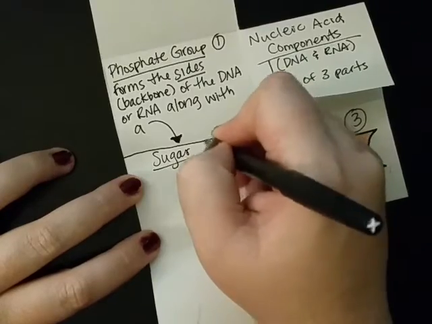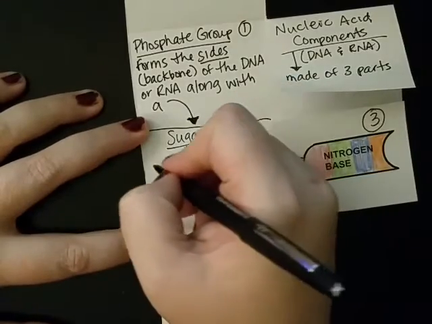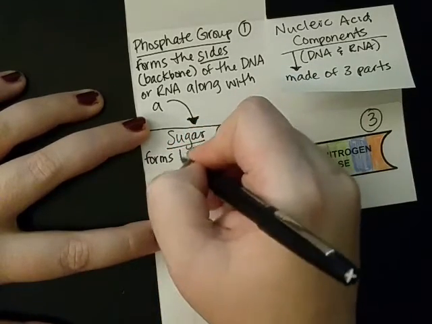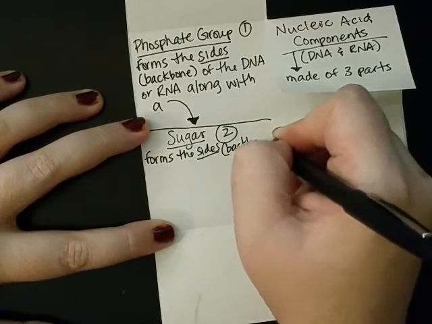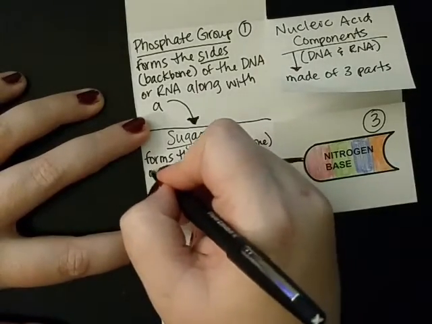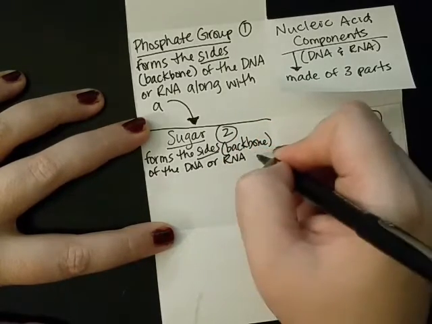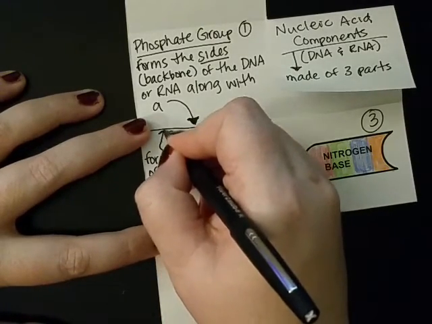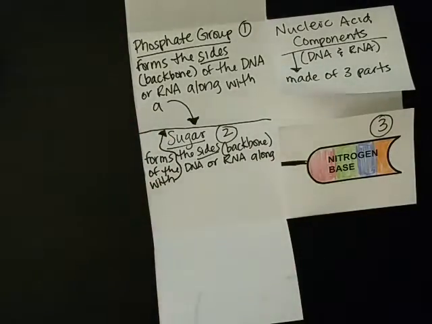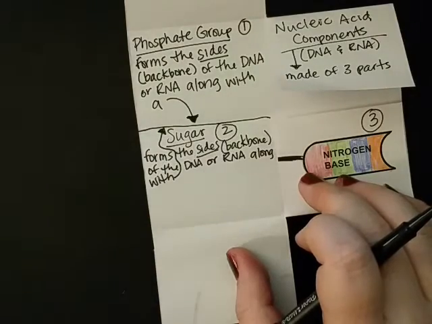Our sugar is the second component. And this one, we're basically going to write the same thing. So it forms the sides, or the backbone. They can be called either one, of the DNA or RNA, along with the phosphate group. Okay, so they go kind of together. They're holding hands, and together they form the side that holds the nitrogen bases together.